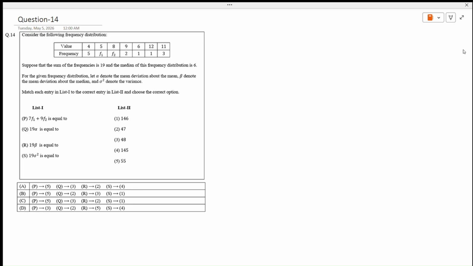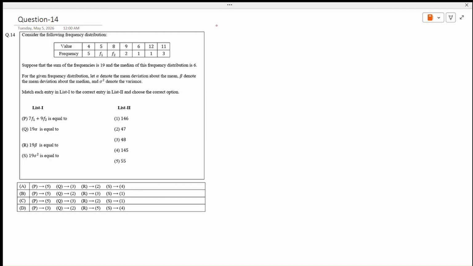In this video, we are going to discuss the last section of JEE Advanced Paper 2025. Now let us look at the first question. Consider the following frequency distribution. Suppose that the sum of frequencies is 19 and the median of frequencies is 6. For the given frequency distribution, alpha denotes mean deviation about mean, beta denotes mean deviation about median, and sigma square denotes variance. Now, first let us find F1 and F2.